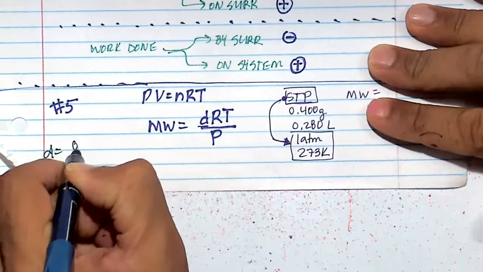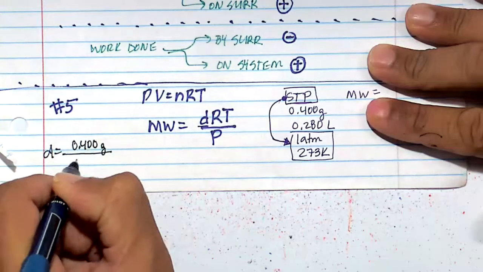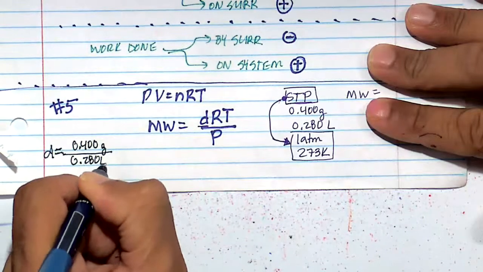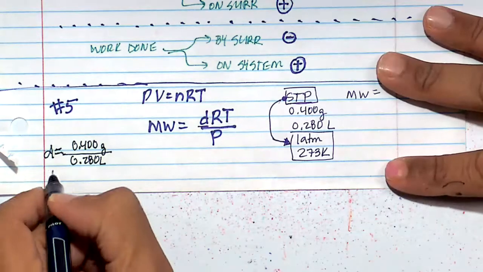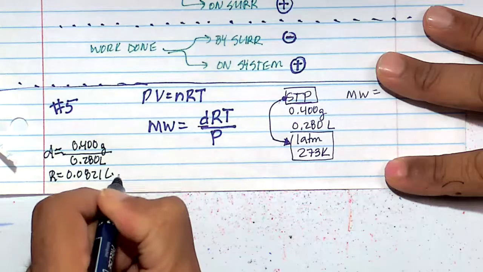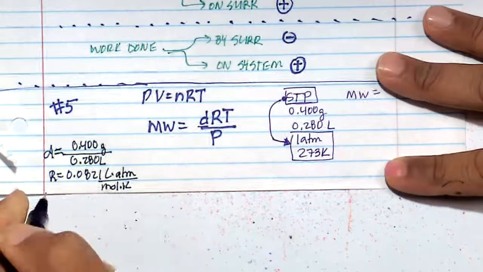We got our mass, 0.400 grams. Okay, we got our volume, which is 0.280 liters. So whatever that is on your calculator. We have R, so I'll give you R, 0.0821 liters atmosphere divided by mole Kelvin.